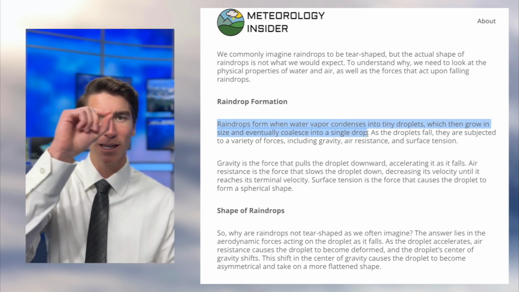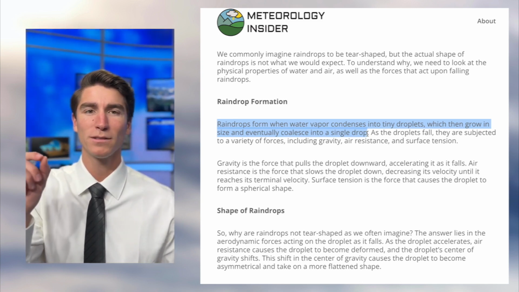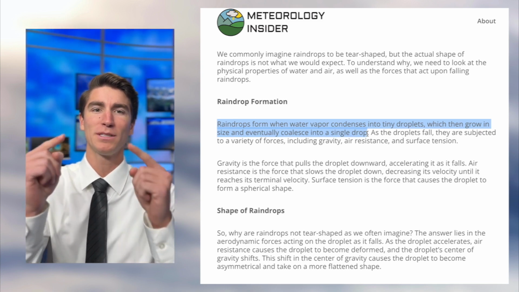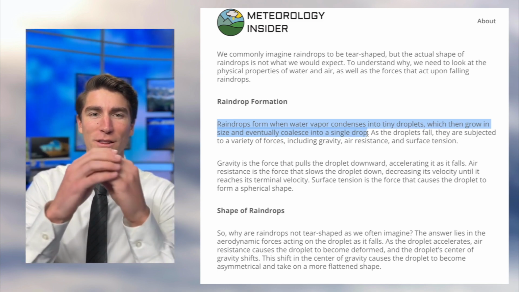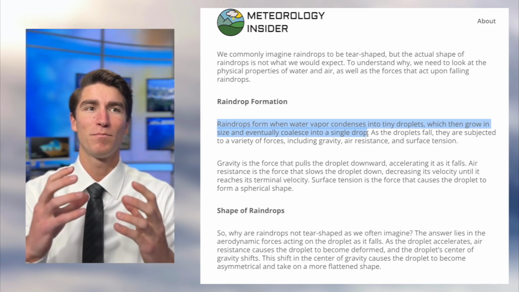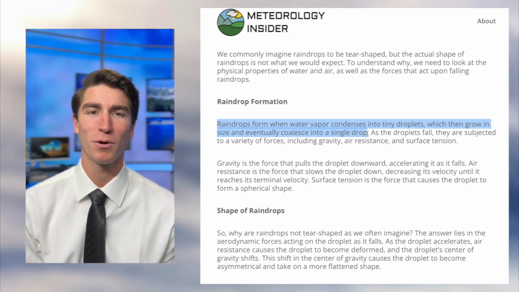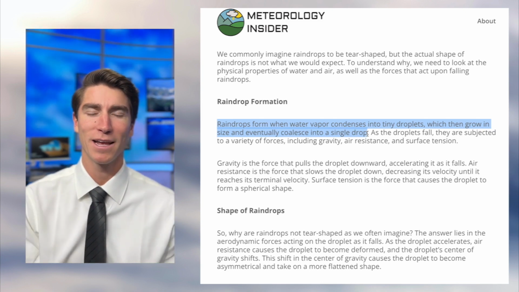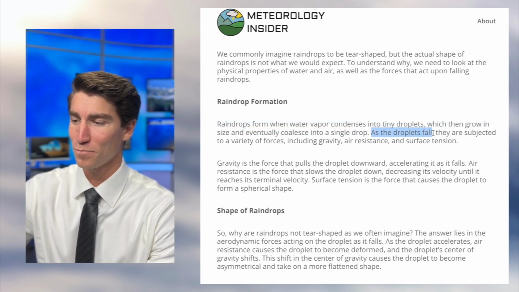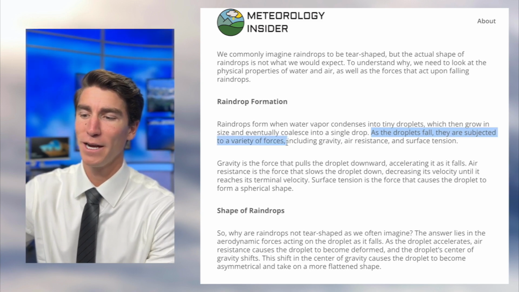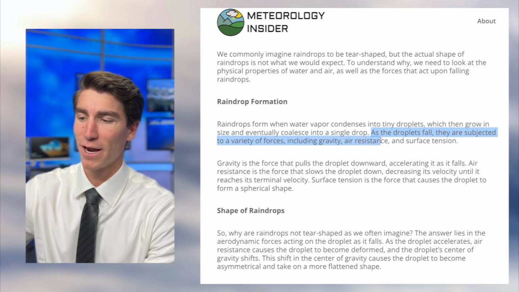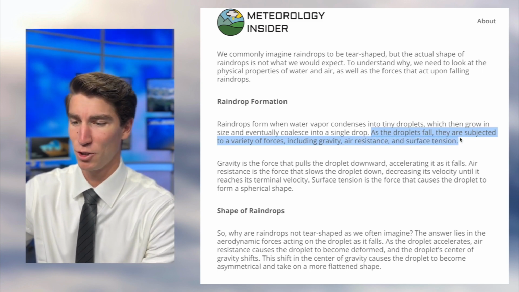You have all these little droplets that have gone from water vapor, they condense, turn into little liquid droplets, and then as they bump into each other, they get bigger and bigger, and then as they get big enough, they become heavy enough that gravity pulls them down, and that's when you get an actual falling drop. So as the droplets fall, they are subjected to a variety of forces, including gravity, which I just named, but then also air resistance and surface tension.